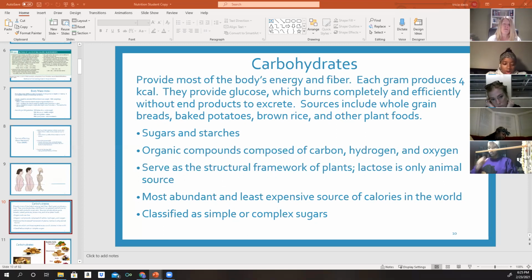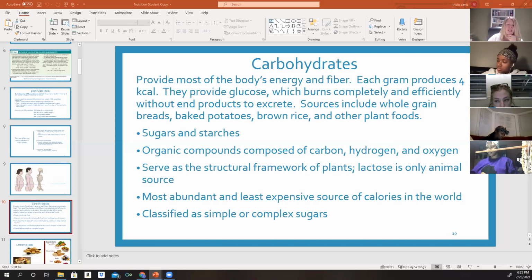Carbohydrates are organic compounds composed of carbon, hydrogen, and oxygen. They serve as the structural framework of plants. Lactose, in milk, is the only animal source. They are the most abundant and least expensive source of calories in the world. You can also classify them as simple or complex sugars.